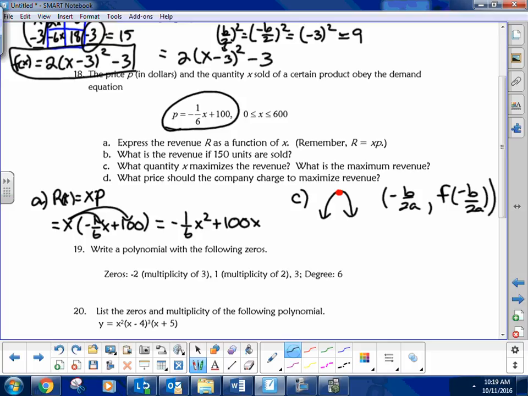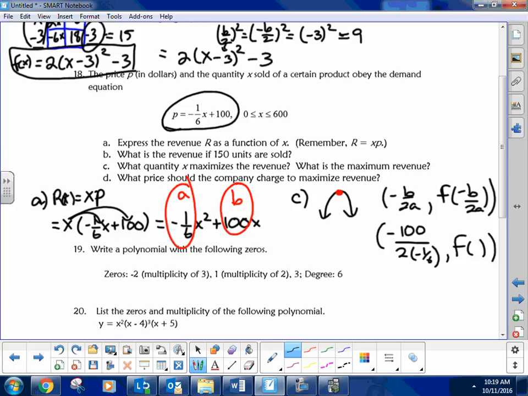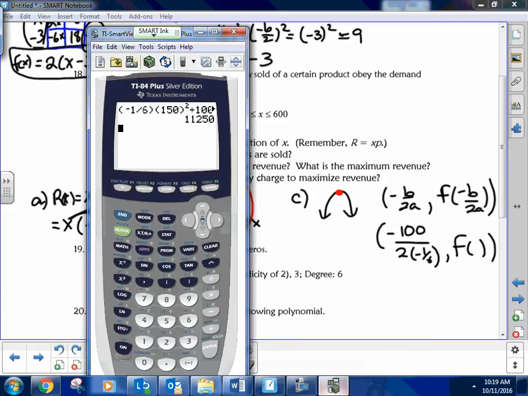So from here, a is just that negative 1/6. B is this 100. In applying that, I'm going to do negative 100 over 2 times negative 1/6. And then whatever solution I get, I'll put it in that blank that I just left there. But let's find out what that solution is. I've got to be careful in this portion. The way I wrote it is not the way you're going to write it in the calculator.